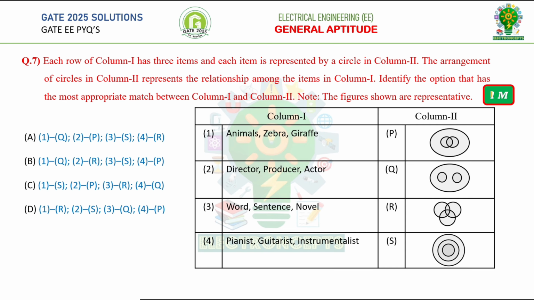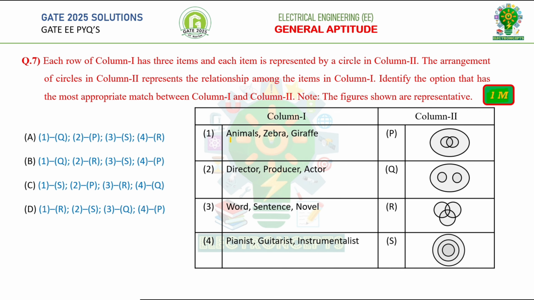Therefore option A is correct. Question number 7. This is GATE 1 mark question. Here column 1 and column 2 are given. Each row of column 1 has 3 items and each item is represented by a circle in column 2. Arrangement of circles in column 2 represents the relationship among the items in column 1. We need to find the appropriate option which matches the column 1 and column 2.